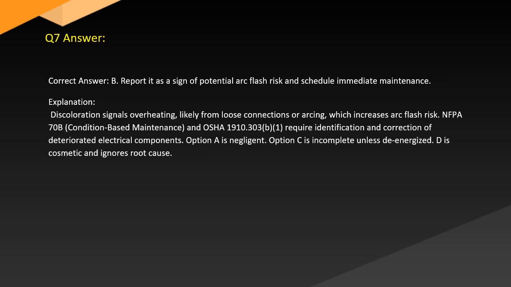Answer. Correct answer B. Report it as a sign of potential arc flash risk and schedule immediate maintenance. Explanation: discoloration signals overheating, likely from loose connections or arcing, which increases arc flash risk. NFPA 70B condition-based maintenance and OSHA 1910.303(b)(1) require identification and correction of deteriorated electrical components. Option A is negligent. Option C is incomplete unless energized. D is cosmetic and ignores root cause.